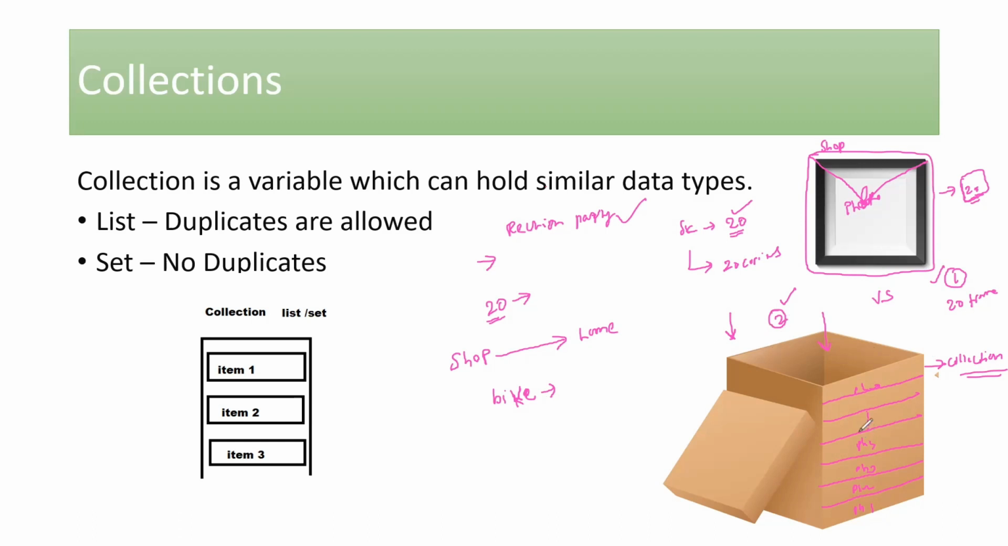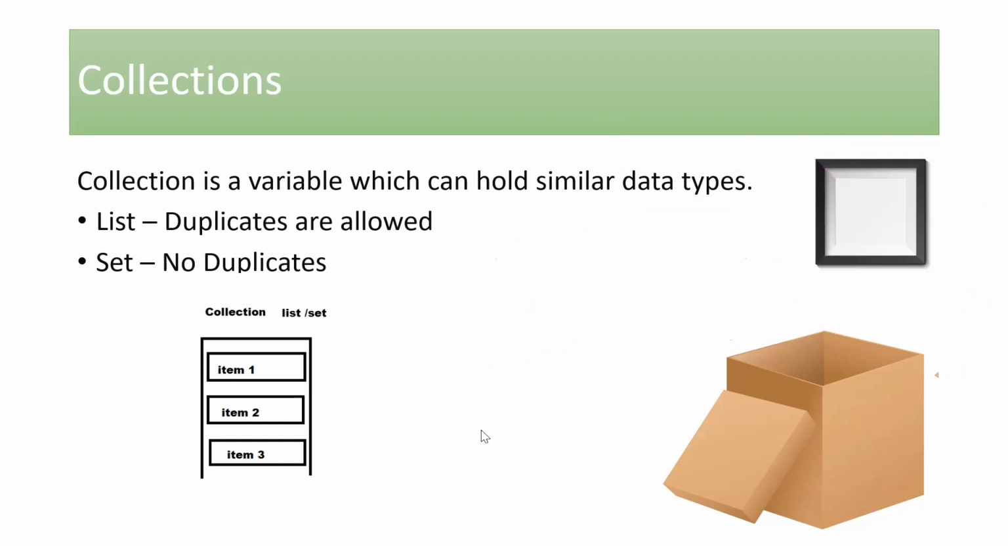Now, do we have photo frames and a cardboard box in our memory block? The answer is no. In our programming language, we do not have cardboard boxes, we do not have photo frames. So what would we have? We would have variables, and we need to have a data type defined so that we can tell Salesforce that this is the data type that I'm using to hold a value. So let's understand the collection in terms of programming language.